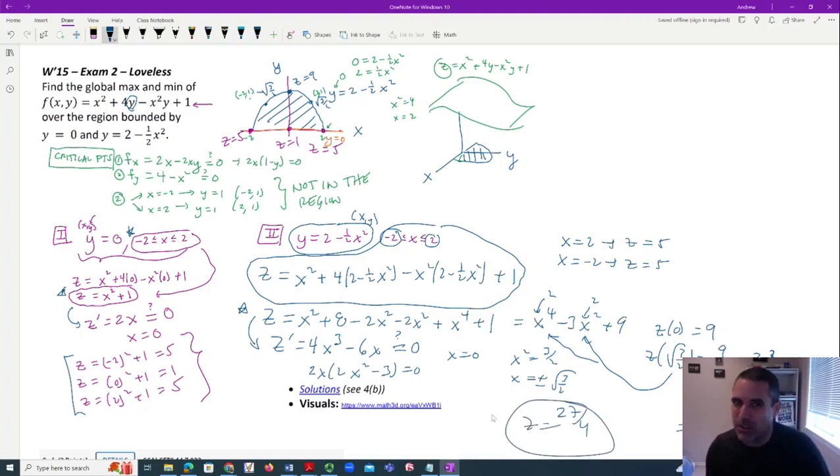I know I've kind of been disorganized, but you could go back and say, okay, what's the biggest of those? The biggest of those is z equals 9.